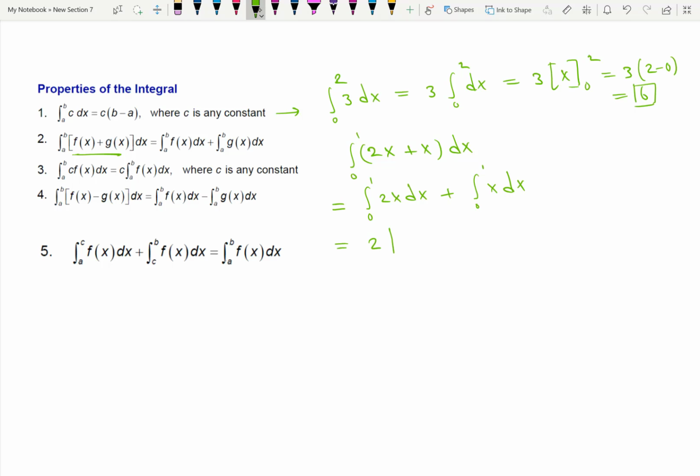So if I integrate, then 2 times x square over 2, 0 to 1, plus x square over 2, 0 to 1. So this 2 and that 2 cancel, plus 1 minus 0, 1 over 2, 1 minus 0. So it becomes 3 over 2.